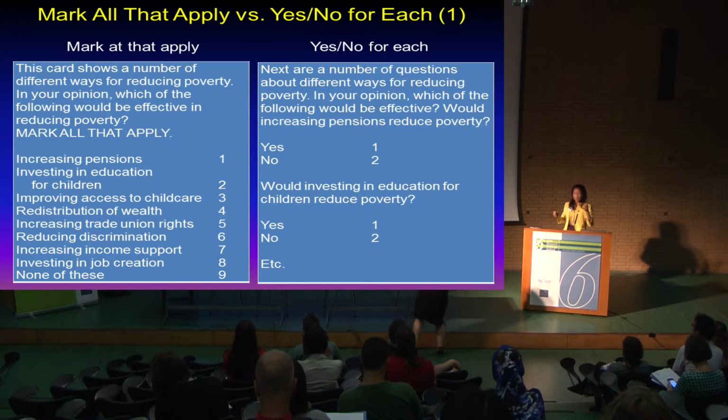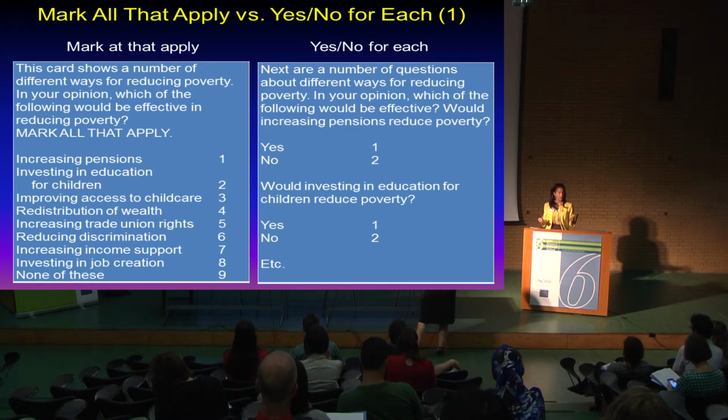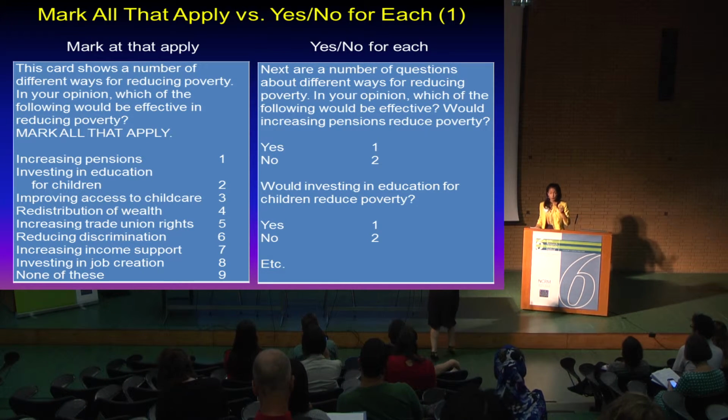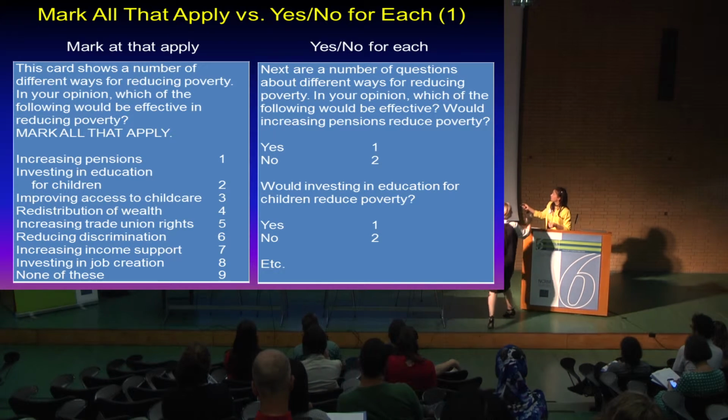Okay, next thing we could look at is mark all that apply versus yes or no. So here we have 8 different ways that you could reduce poverty, or you could turn them into separate questions.